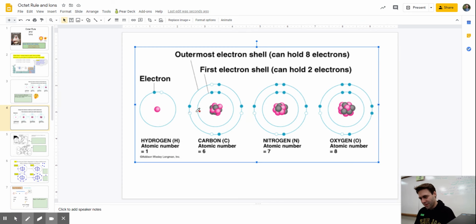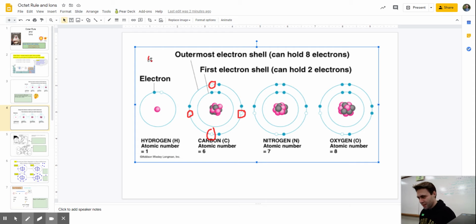So what does this mean? Well, carbon can gain 4 electrons. If we look right here, and here, it can gain 4 electrons, okay? So carbon needs to gain 4 to become like neon, right?